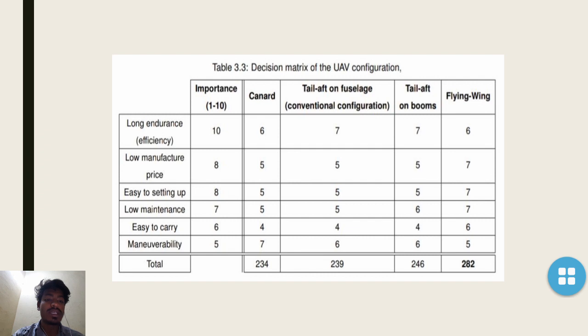Here you can see the decision matrix of the UAV configuration. For long endurance, the importance is 10, and canard scores 6. Tail aft on fuselage is 7, and tail aft on booms is 7. Flying wing is 7. Here you can see low manufacture price, easy setting up, low maintenance, easy to carry, and maneuverability. All of this you can see in this UAV configuration matrix.